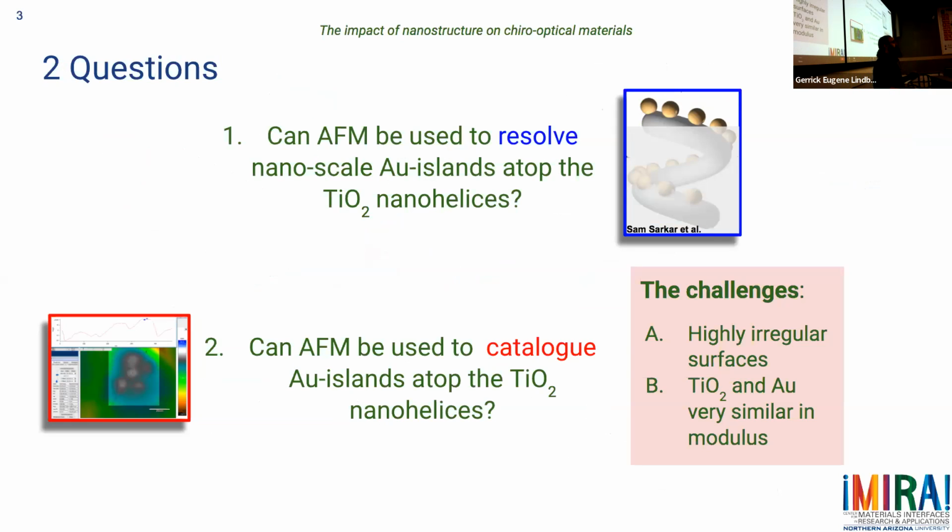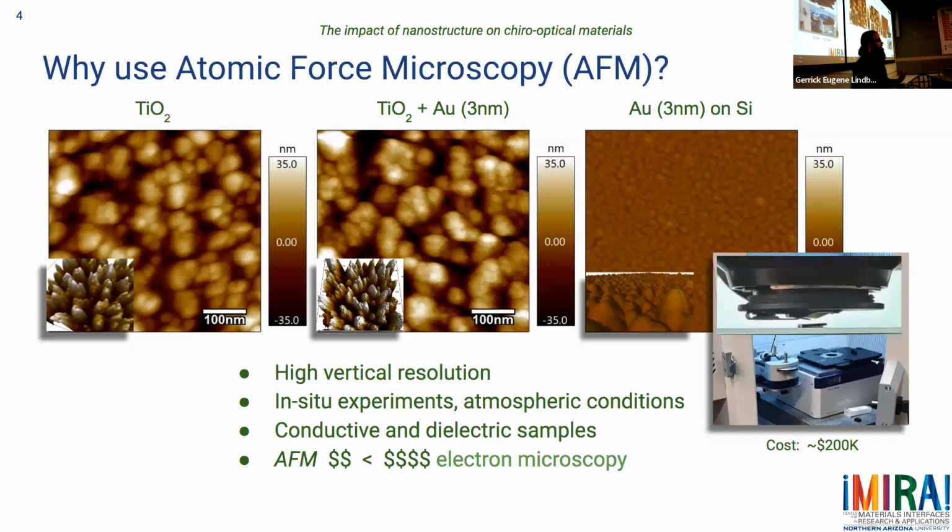These surfaces were very rough, and the titanium dioxide and gold were very similar in bulk modulus. I'm going to explain to you what I mean by these challenges, and you're going to understand how I overcame them. But is atomic force microscopy an appropriate characterization technique here?